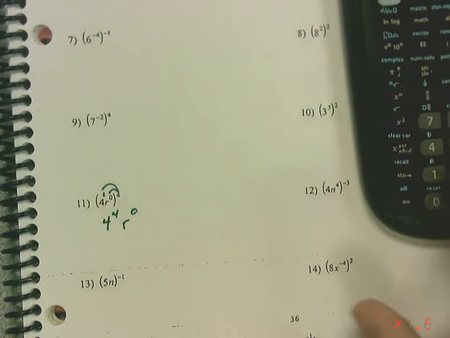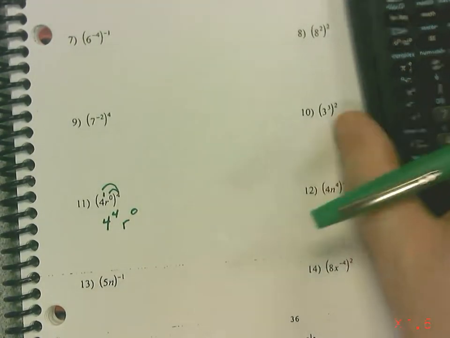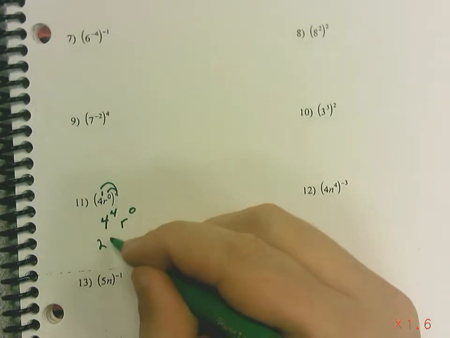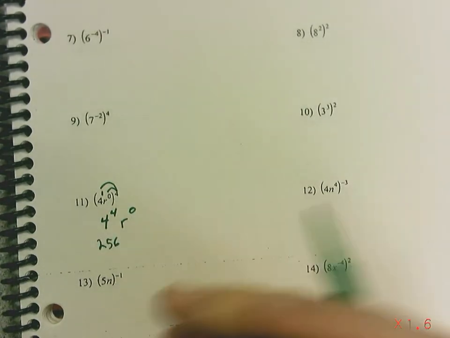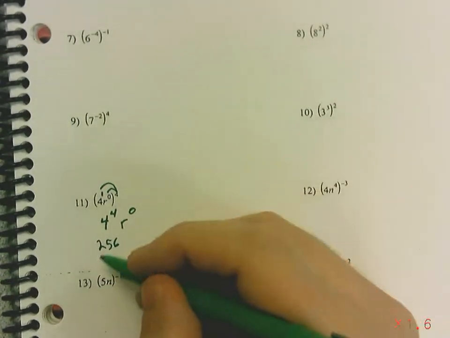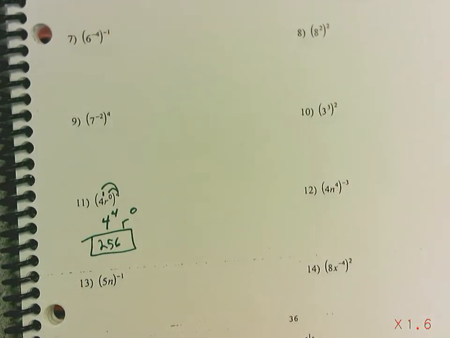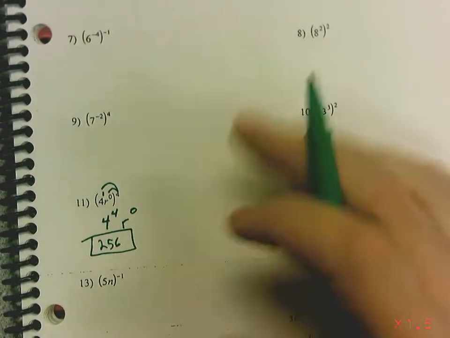So let's try and simplify this down. 4 to the 4th power is 256. And then r to the 0 would just be 1, right? What's 1 times 256? It would be 256. So that's your answer right there.